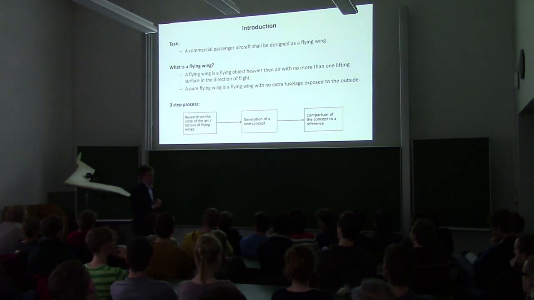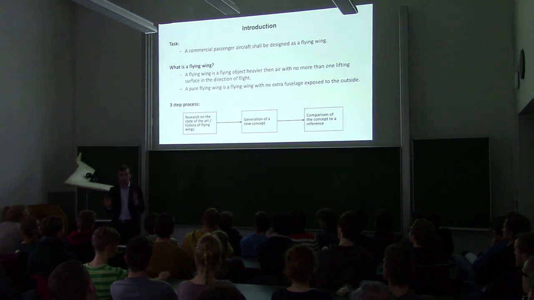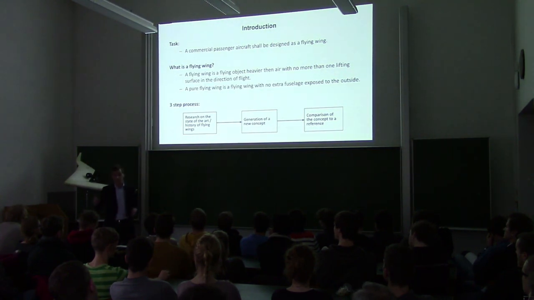How do you approach such a task? Now we have the task to design a flying wing. First of all, you need to check out what's out there already. You need to look at the state of the art. What has been done? What's the history? You don't want to do something which somebody else might have already done. Then from that, you can try to generate a new concept. And then you need to check if that concept is good, so you compare that concept to a reference.